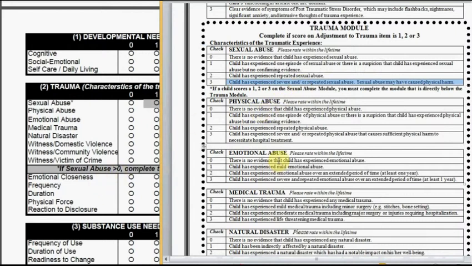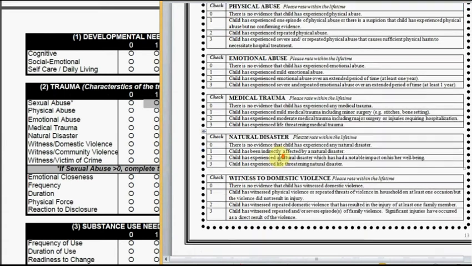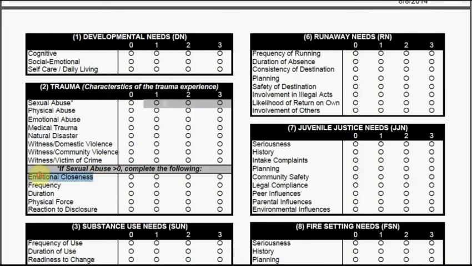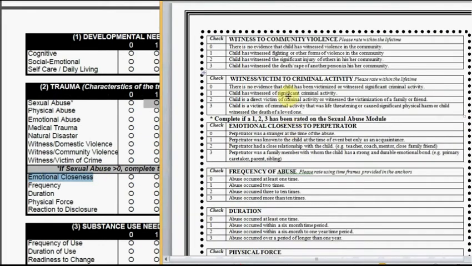So as I said, that module triggers a subsequent module which has these 5 items, and the first is emotional closeness to the perpetrator. In 0, the perpetrator was a stranger at the time of the abuse. That's the least damaging of all. In 1, the perpetrator was known to the child at the time of the event only as an acquaintance. In 2, there was a close relationship like teacher, coach, mentor, close family friend. And in 3, the perpetrator was a family member with whom the child had a strong and durable emotional bond, like a primary caretaker, parent, sibling.